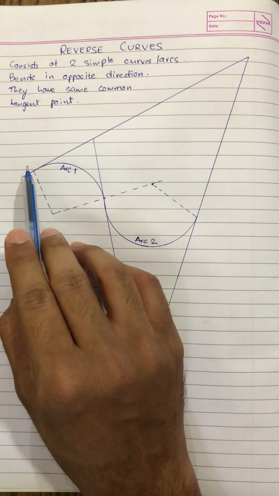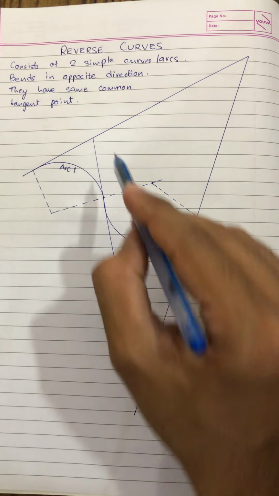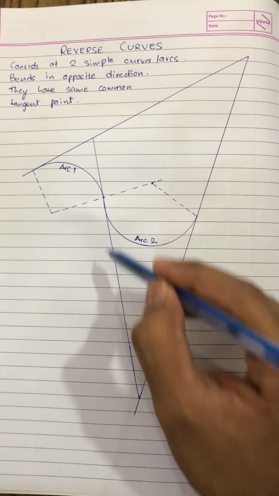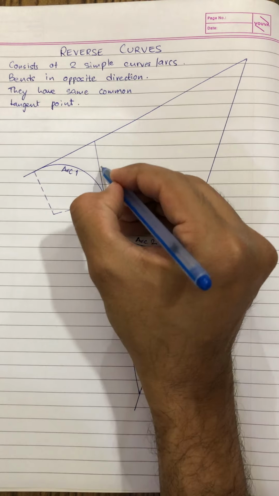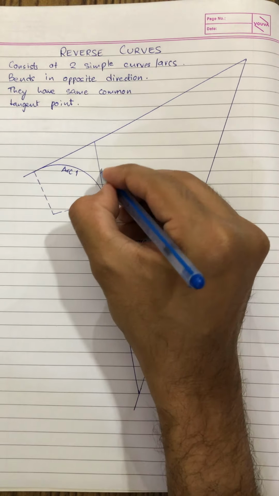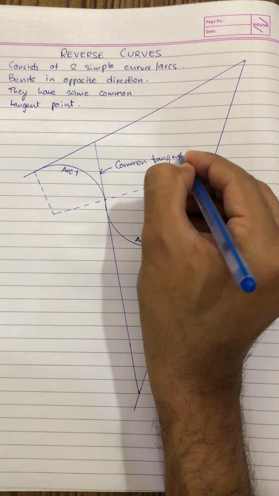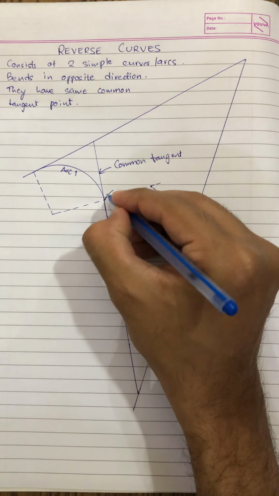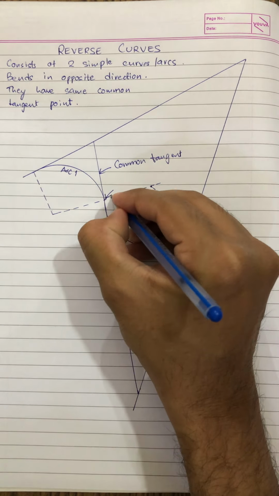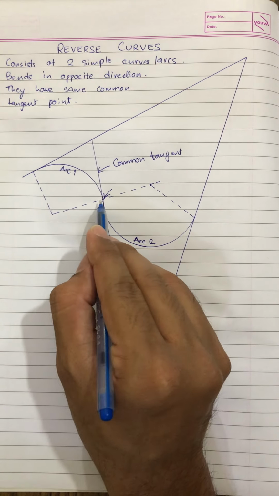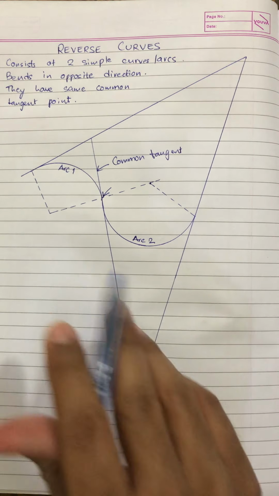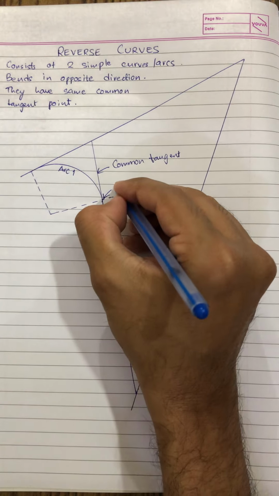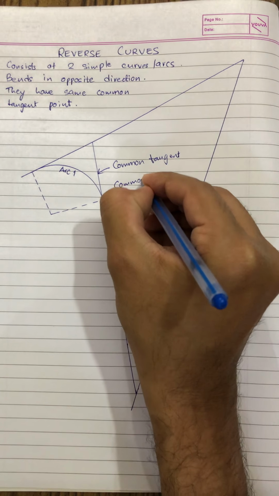Okay, you can see this is arc 1 and this is arc 2. They have a same common tangent. This line is the common tangent to both these arcs, and it has a common tangent point. This is the point where both arcs change their direction. So it is a common tangent point.